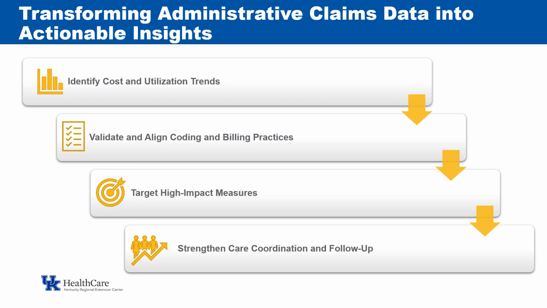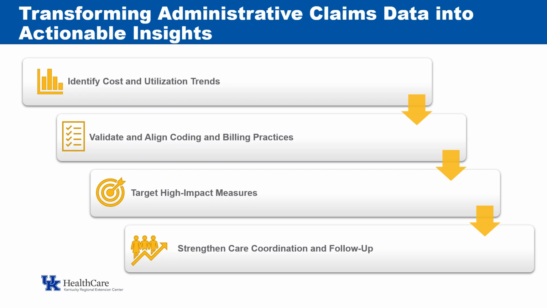So first, you can identify cost and utilization trends. Those readmissions to the hospital, emergency visits, and the length of stay for those visits. Focus on evidence-based care to avoid those unnecessary services, such as maybe additional labs or imaging. Validate and align coding and billing practices. Conduct regular audits to ensure that codes accurately reflect the delivery of care.